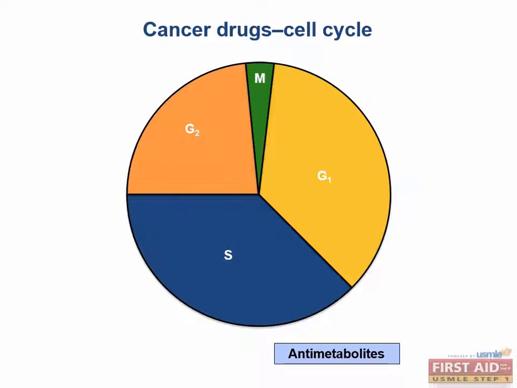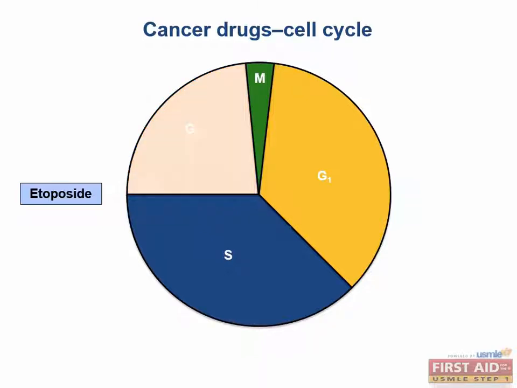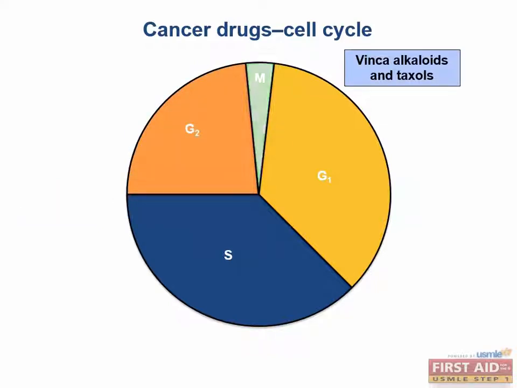Antimetabolites affect the S phase, where DNA synthesis occurs. Etoposides affect the S phase, but unlike antimetabolites, etoposides also affect the G2 phase. Bleomycin is another great agent that blocks the G2 phase, and several drugs affect mitosis, including the Vinca alkaloids and Taxols. After we go through the mechanisms of action for each of these drugs, you should come back to review this image to help you put it all together.